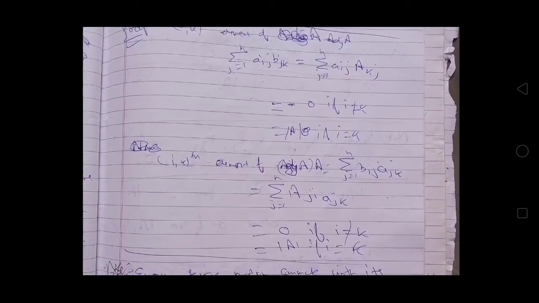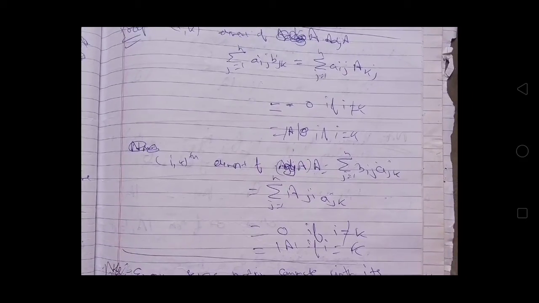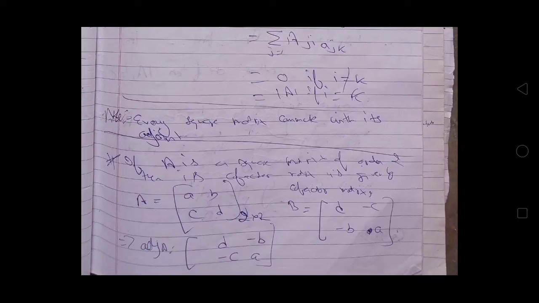Okay, now see the ik-th element of adjoint A into A will be equal to the summation over j from 1 to n of Bij Ajk. This will be equal to the summation over j from 1 to n of Cji Ajk, where Bij has been replaced by Cji. This will be equal to 0 if i is not equal to k, and this will be equal to the determinant of A if i is equal to k. I have discussed this property in determinant. This result implies that every square matrix commutes with its adjoint.